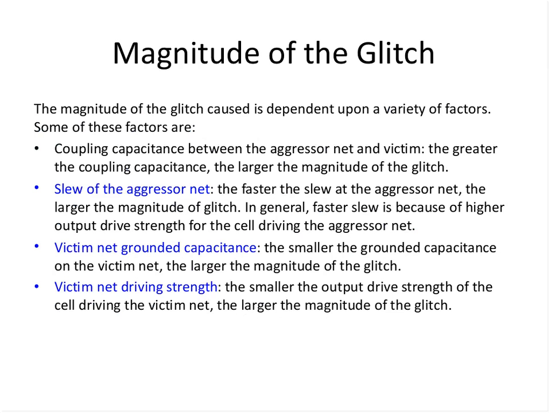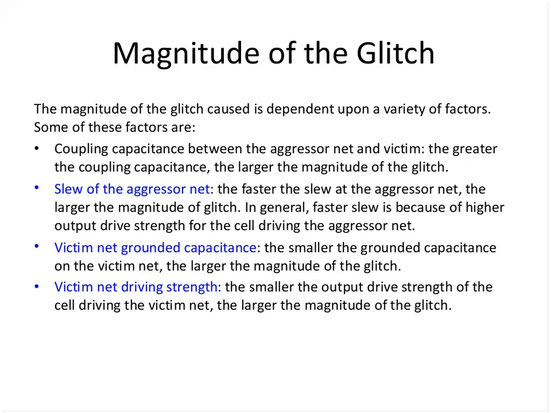One, obviously, is the coupling capacitance: the greater the coupling capacitance, the greater the charge sharing and the greater the magnitude. Two, the transition of the aggressor net: the faster the slew at the aggressor net, the larger the magnitude of the glitch. The faster slew means the driver is very strong. So usually strong, big drivers are very big aggressors, because they cause a very fast transition. You can say that whether the faster transition is the cause or the underlying cause is actually the higher drive strength of the aggressor.